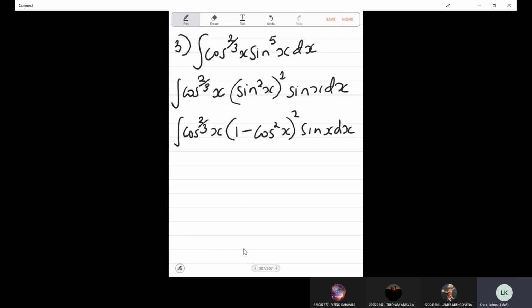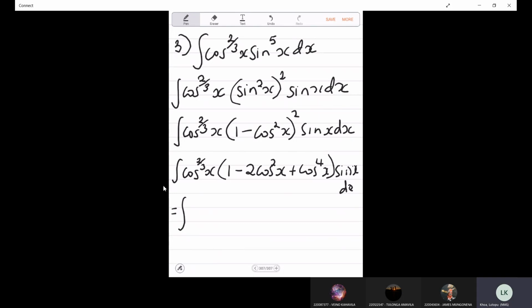So our bracket there, we have to square it, and we know how to do that. This is the integral of cos to the power of 2 over 3 of x. When we expand the bracket, we have 1 minus 2 cos squared x plus cos to the power of 4 of x, sine of x, and then dx there. And then now we can multiply out the brackets, and what we have to integrate is not that difficult. So this is the integral.